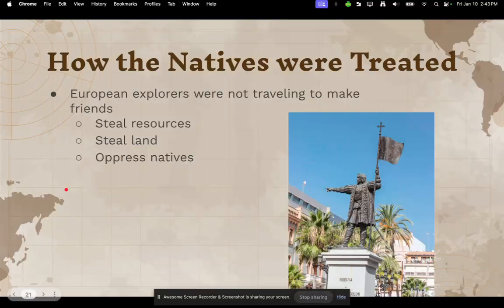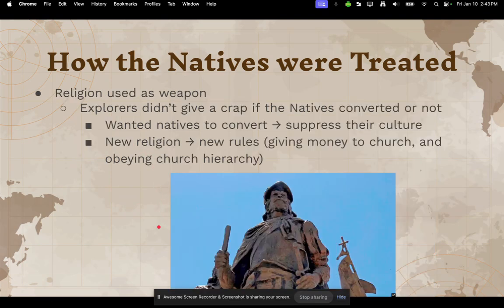So, how the natives were treated. European explorers were not traveling to make friends. They were traveling to steal resources, to steal land, and to oppress the native population. Religion was also used as a weapon during this time period. Explorers did not care if the natives converted or not. The Europeans wanted the natives to convert in order for them to suppress their culture, right?